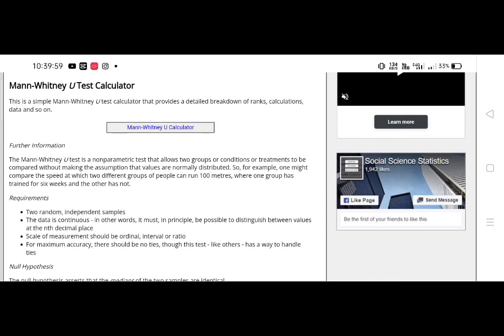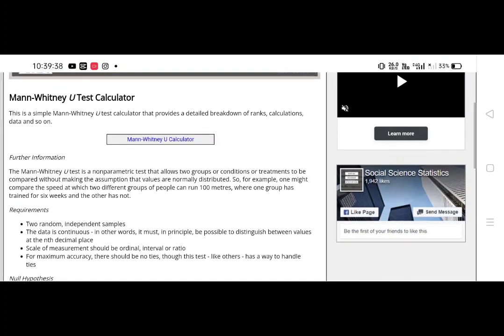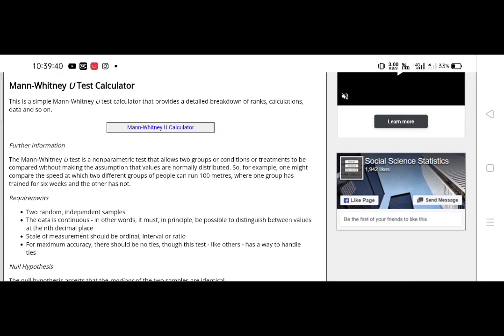but not normally distributed. Unlike the independent samples t-test, the Mann-Whitney test allows you to draw different conclusions about your data distribution. It also requires two random independent samples, and that the data is continuous. In other words, it must in principle be possible to distinguish between values at the nth decimal place. The scale of measurement should be ordinal, interval or ratio. For maximum accuracy, there should be no ties, though the test, like others, has a way to handle ties.